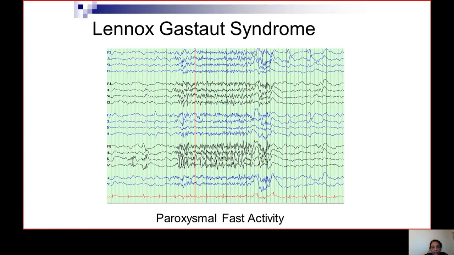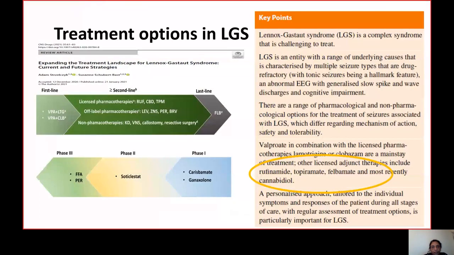In Lennox-Gastaut syndrome, the paroxysmal fast activity that you see here is a classic finding. So if you have paroxysmal fast activity and slow spike and wave activity in sleep, with the other history, you can almost always consider Lennox-Gastaut syndrome as the diagnosis. This is clinical plus investigations; with the EEG alone, you can diagnose. You don't actually need an MRI to detect this condition, right?